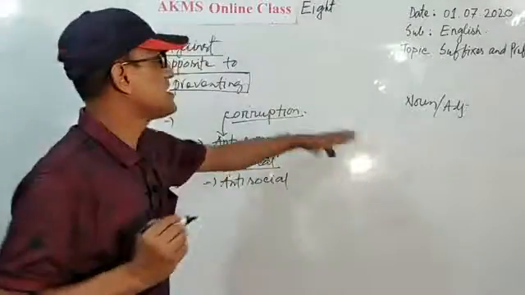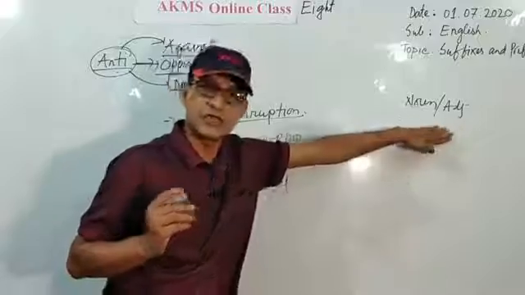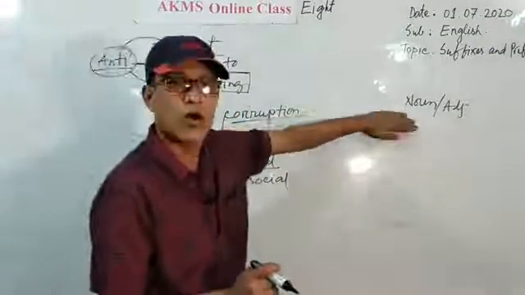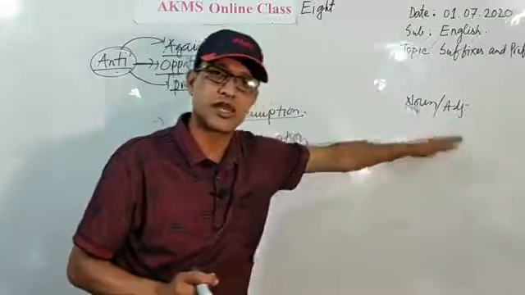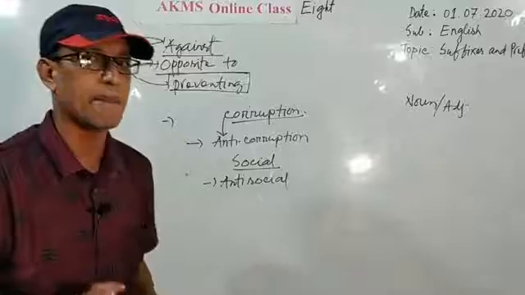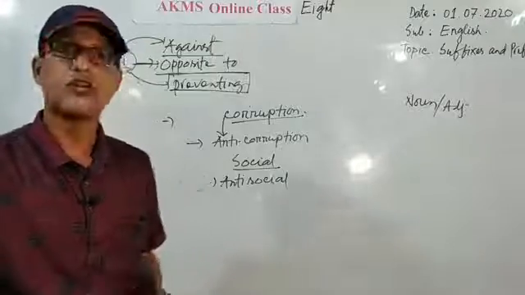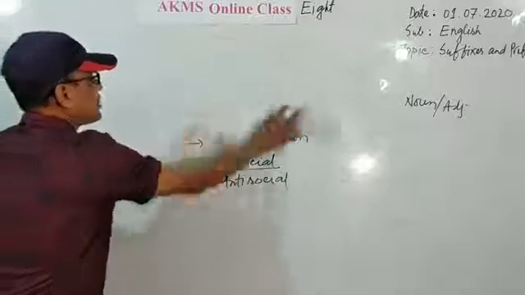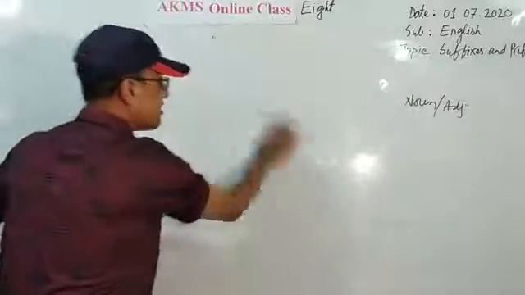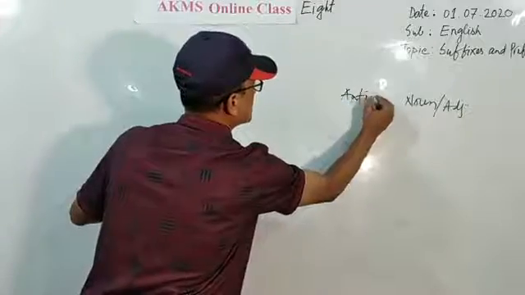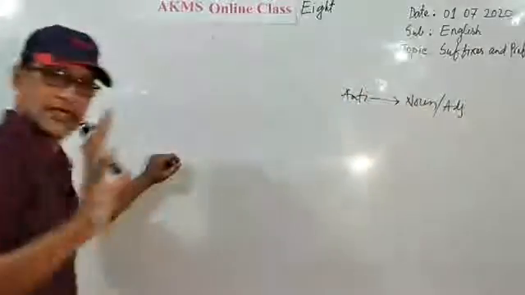Anti can be used with a noun and adjective. Anti যে প্রিফিক্সটা, এই প্রিফিক্সটা ব্যবহৃত হতে পারে কোনো নাউন অথবা কোনো অ্যাডজেক্টিভের সাথে, এছাড়া আর কারোর সাথে nt প্রিফিক্সটা যোগ হতে পারে না। I have already forgotten, I have not given you the information of using nt. Anti can be used with noun or adjective.